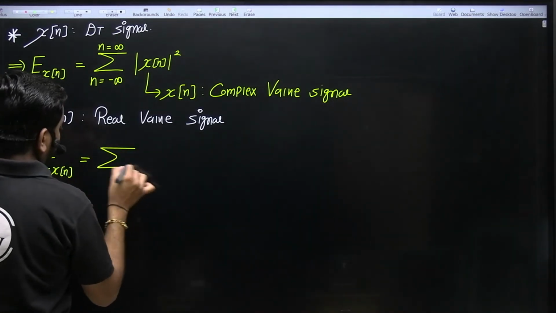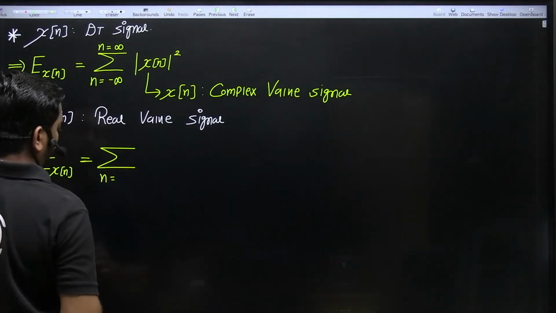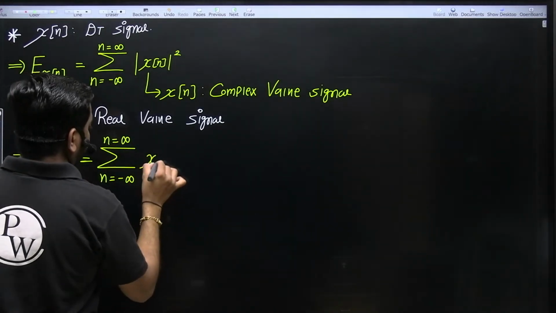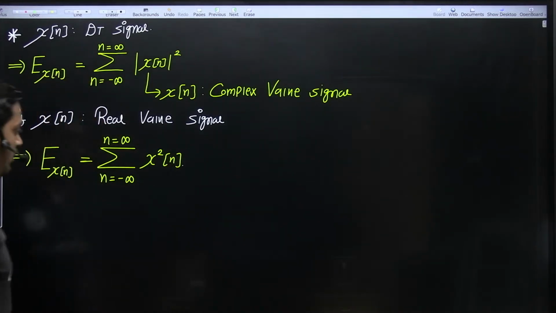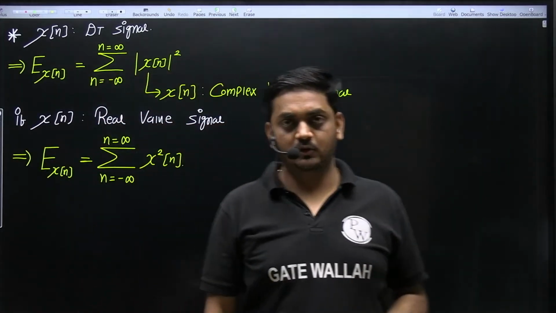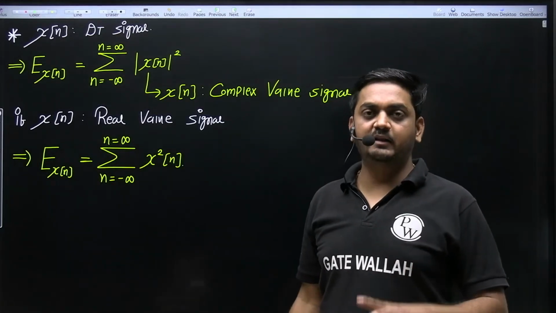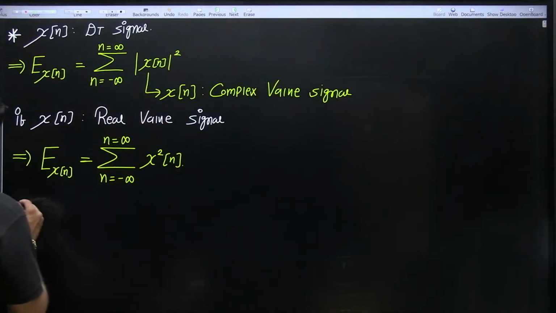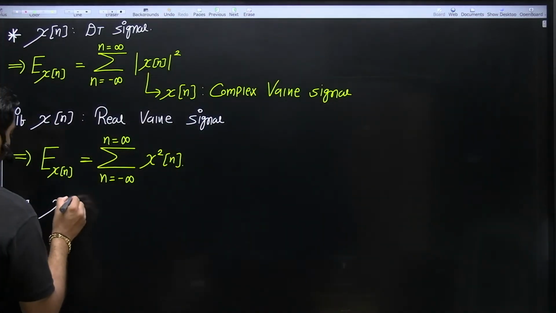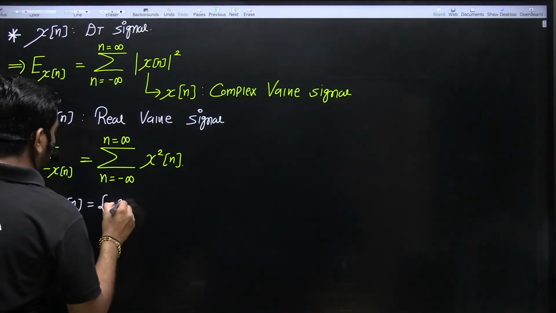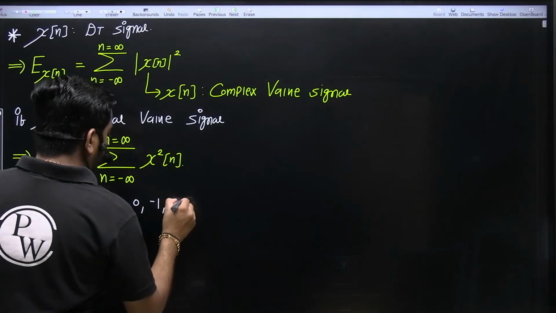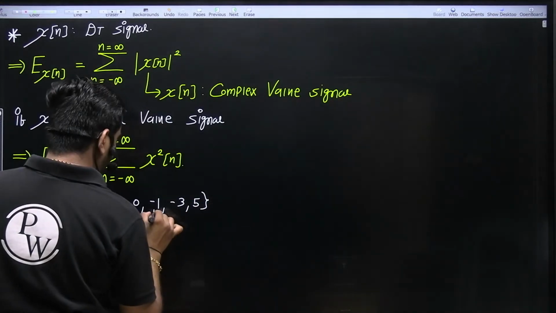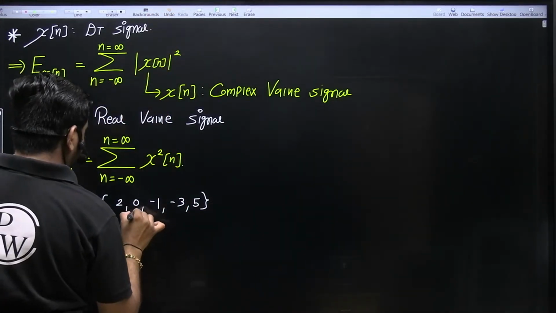So summation, n from minus infinity to plus infinity, x square of n. So simply what you have to do, guys, is square each and every sample amplitude and then sum. Clear? Suppose, for example, x of n is a finite duration signal with a finite number of samples: 2, 0, -1, -3 and 5, and this sample is at the origin.